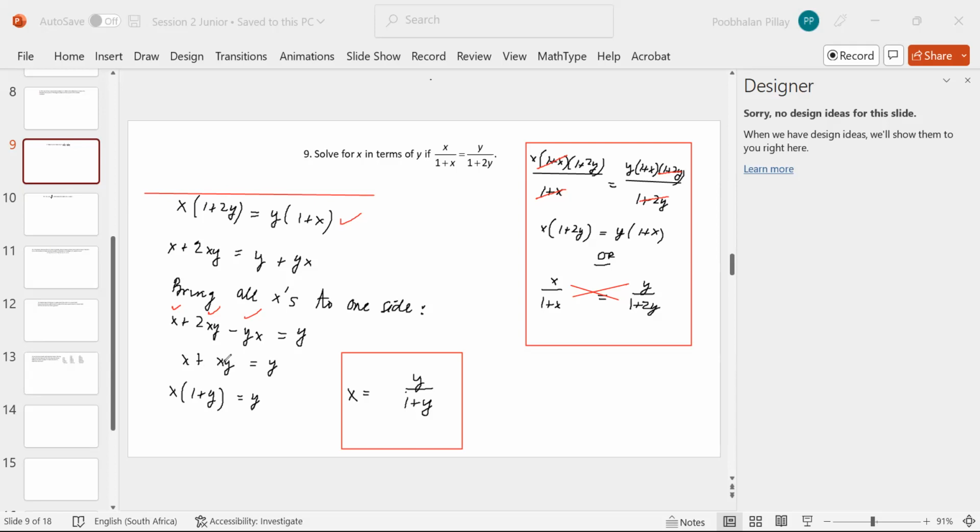Now you see x can come out as a common factor, right? So you take it out, x goes into x one time, plus x goes into xy y times. If you expand this, you will get x plus xy. So you're taking x out as a common factor. Now you've got a product, x times something equals y, right? And whenever you've got x times something equals y, a times b equals c, then a is the same as c divided by b. So x is equal to y divided by this thing, and that's what we got here. So that's your answer.